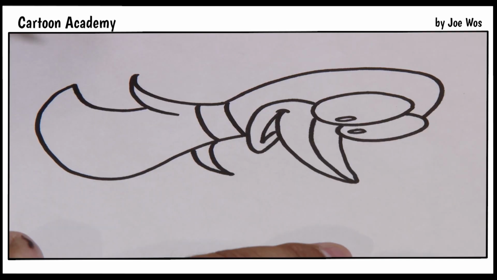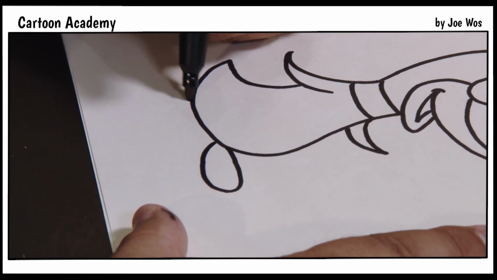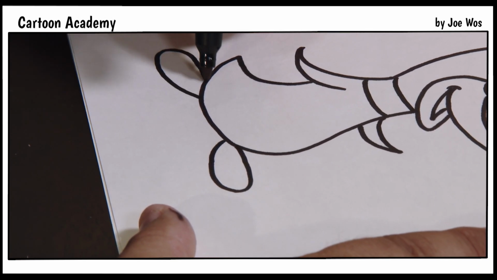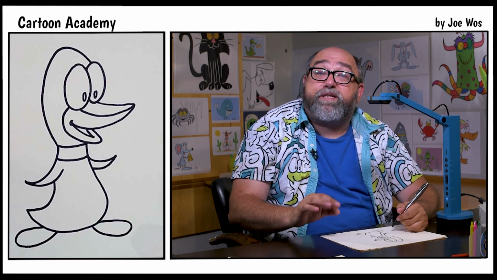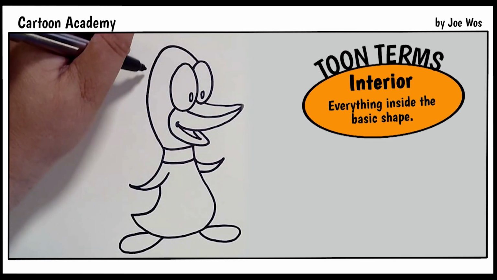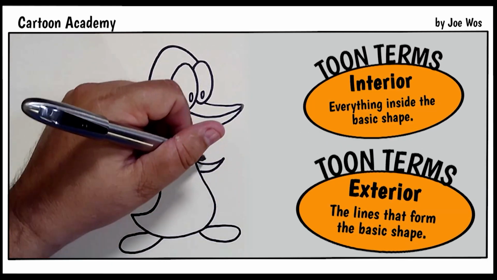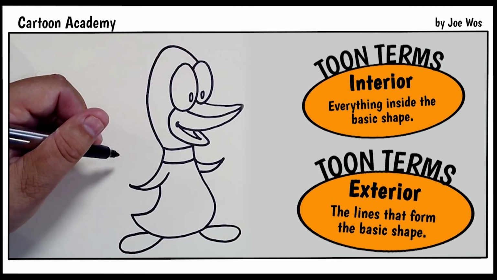Now let's add the feet. Out, around, and in, out, around, and in. Now we're going to add an interior design. Interior means inside. This is exterior, all the lines around the penguin that form the basic shape. The interior is where we put the design.